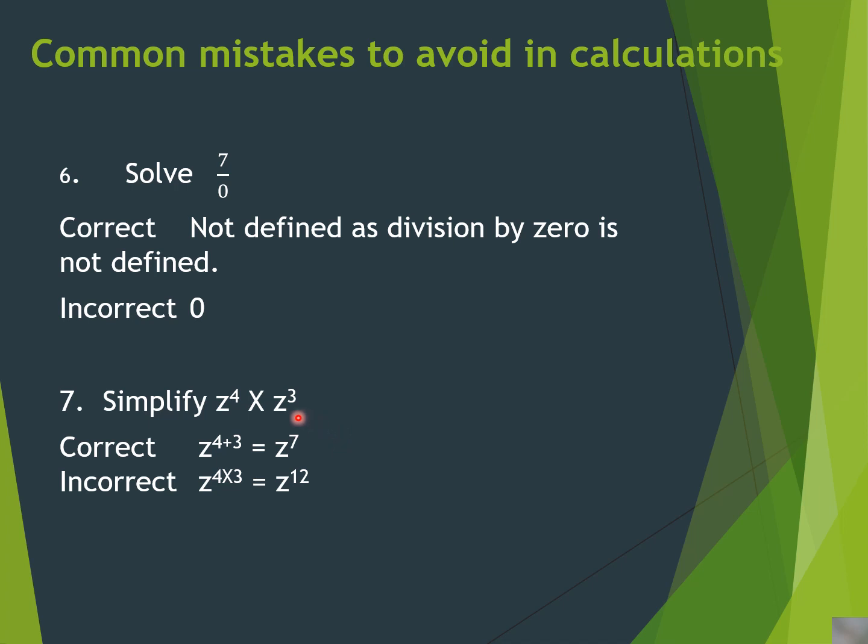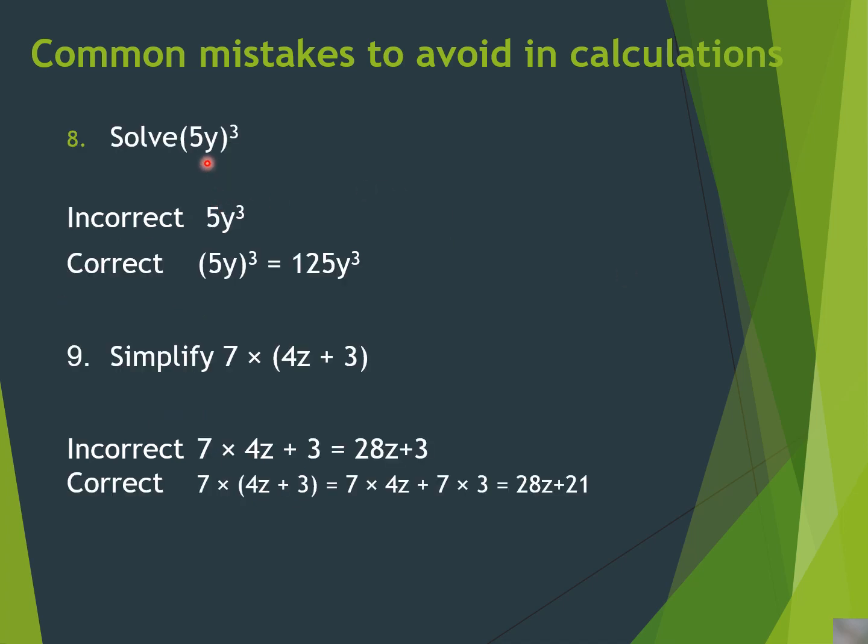Here you have to recall your powers of exponent, laws of exponent, powers of indices. So here the correct way is that when you have the same base, you add the powers, add the exponents. So the correct result is z to the power 7. But sometimes it is misunderstood that because of the multiplication sign, the powers are also getting multiplied, which is not correct. It is not z to the power 12.